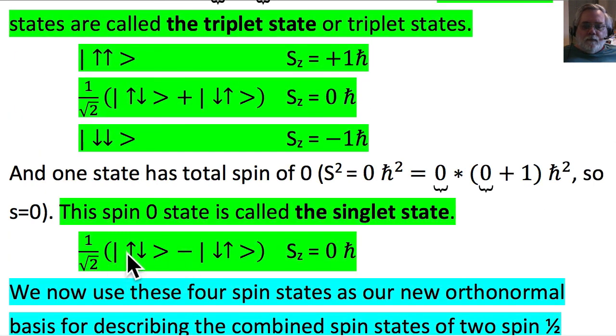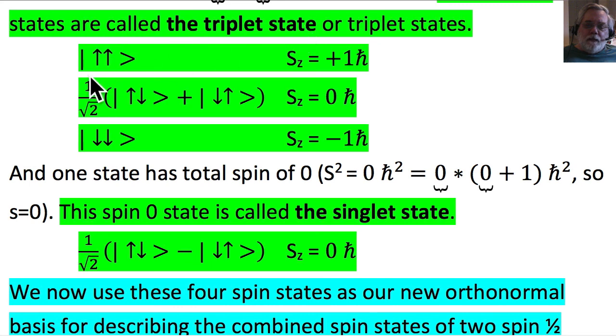Here we have the singlet state. Up, down, minus, down, up. If we reverse the two particles so that this becomes down, up, and this becomes up, down, well, that gives an overall minus relative to the initial state. So it is antisymmetric or odd for exchange.